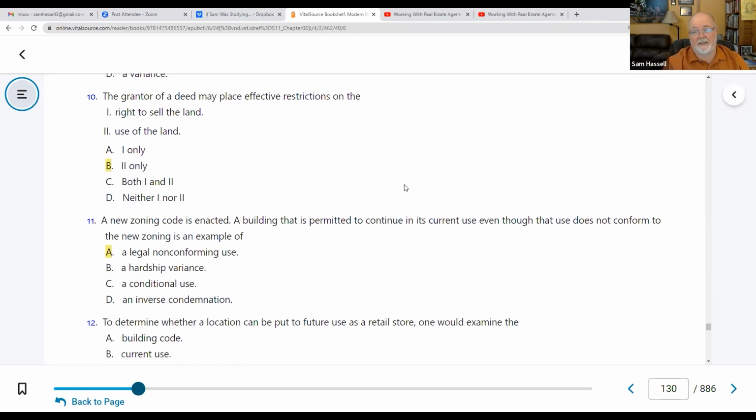He can put restrictions on the use of the land, though, right? Where you have deed restrictions, you can't have horses on the land. Maybe I have a condition subsequent or a fee simple determinable, right? Use of the land, I can do that. I can't do it on the right to sell the land because I'm giving you a fee simple. You can sell it.